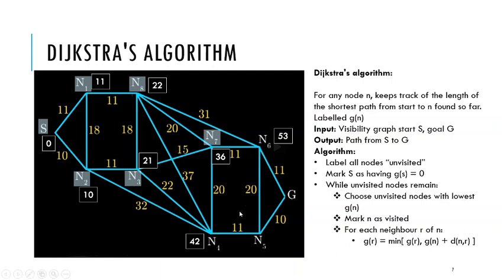Okay, so now from n7, who is the neighbor? n6 and n4 are the only two neighbors. So 36 plus 11 will be what? 47. Okay, but we have 53 here. So now I had a 53 for n6 already, but 47 is lower than 53. So I am going to get rid of 53 and replace it with the newly found 47 for node number 6. Now I have a new g of n for node number 6.